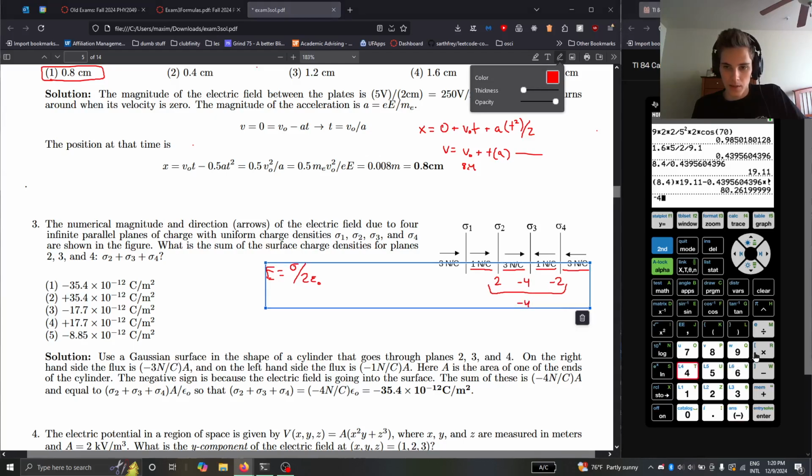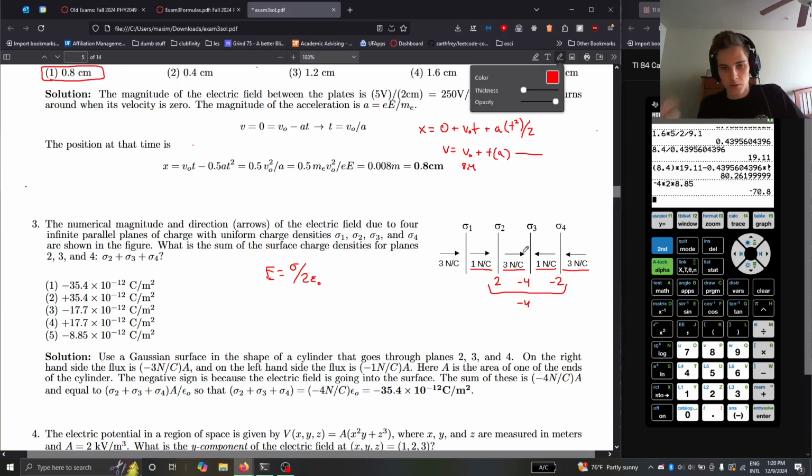And if we multiply this -4 by 2 and then by epsilon 0, which I think is 8.85, we will get this -70.8. You don't have to do all these things. You can treat 2, 3, and 4 as a continuous surface and just see that there's 3 coming in this side, 1 coming in this side, and so that's a total of -4. You don't have to technically add them up. I just think it makes more sense.